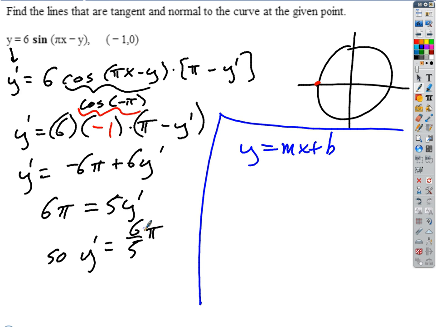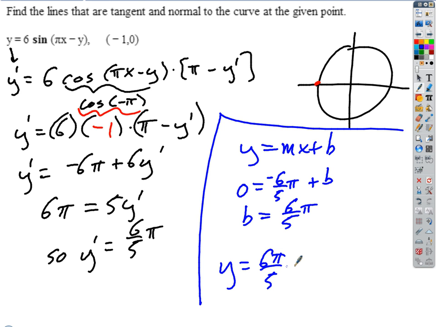Now if we plug in our solution up here, we just get 0 equals 6/5 pi times -1, so -6/5 pi plus b. So it's 6/5 pi. Yeah, good. So b, you keep the pi on the bottom. So then we end up, there's our b, there's our m, so our answer is just y equals mx plus b. That's our answer.